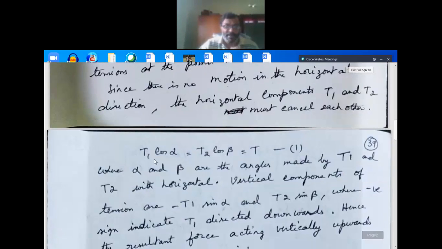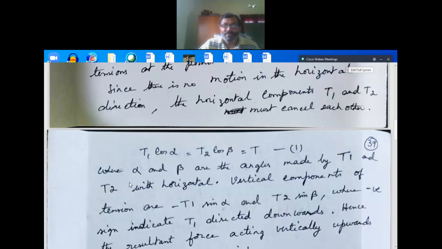So we take it that for T1, the horizontal component is always cos, and the vertical component is sine. So T1 cos alpha equals T2 cos beta equals T. The horizontal components cancel each other, so we take them as T. Name it as equation 1.